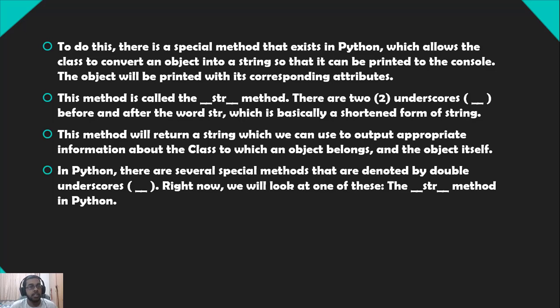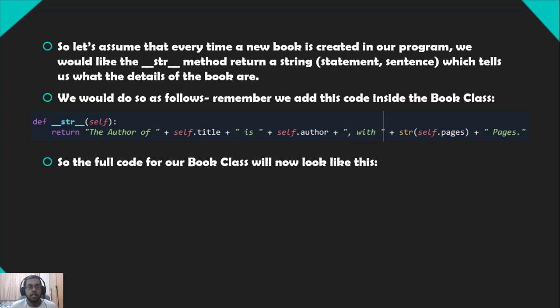In Python, there are several special methods that are denoted by double underscores. Right now, we will look at one of these, the string method in Python. So, let's assume that every time a new book is created in our program, we would like the string method to return a string, statement, sentence which tells us what the details of the book are. We would do so as follows.